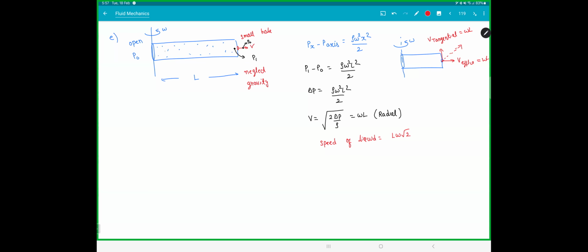Because of the pressure, the liquid will try to come out like this. But because you're going in a circle, the liquid is also going tangentially. That liquid will have two different velocities, so resultant will be L omega root 2. So be careful. Velocity of efflux is different. Speed of the liquid coming out is different. Clear with that? Velocity of efflux is because of the difference in pressure, with what speed you come out. Vihan, clear?